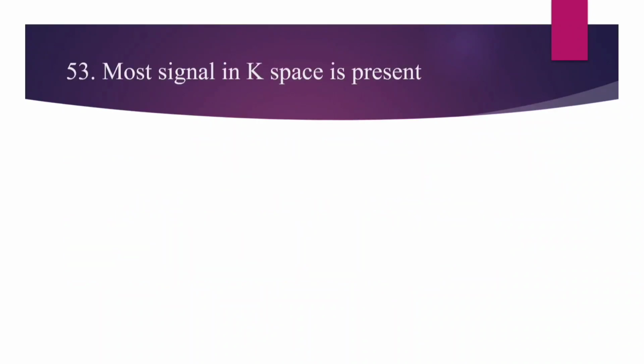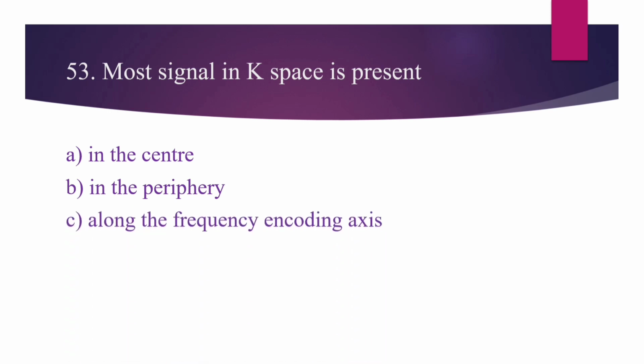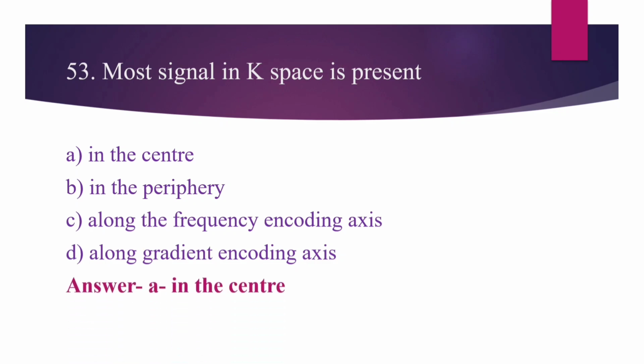Moving on to the next question, question number 53. Most signal in K space is present. Option A in the center, option B in the periphery, option C along the frequency encoding axis, and option D along gradient encoding axis. The answer is option A, in the center.